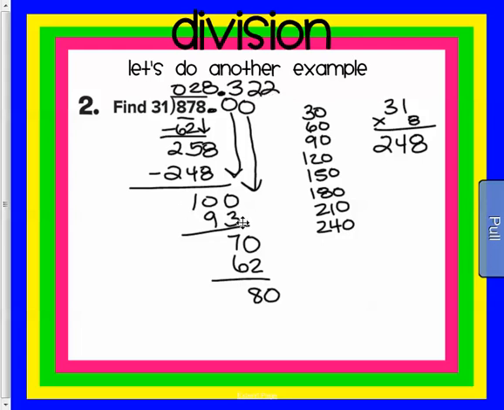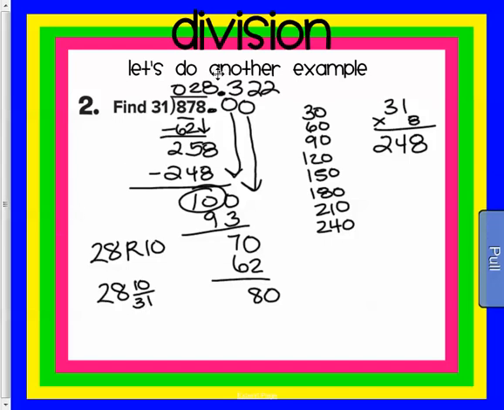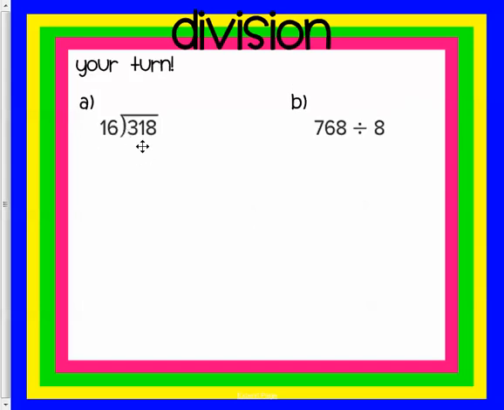Or we could have stopped right here at the 10. And we could say 28, remainder 10, or 28 and 10/31. Depending on what they want, these are all acceptable answers. But let's write this one down just because we're used to using fractions right now. And also write down the decimal version, but put a ... because we didn't finish. Okay, your turn. Go ahead and try these, and I'll be back in just a second to show you what I did.